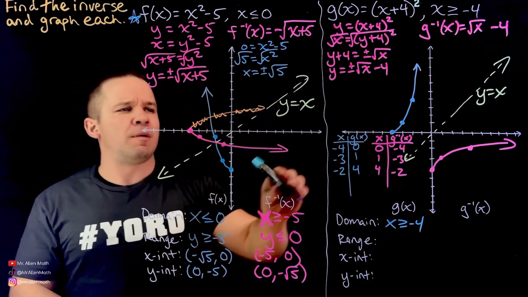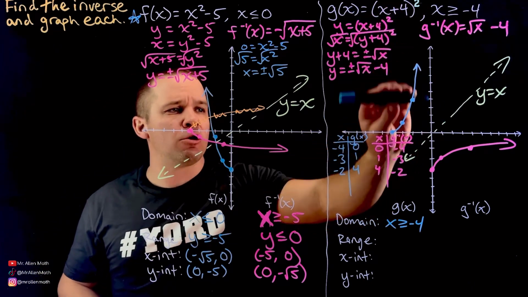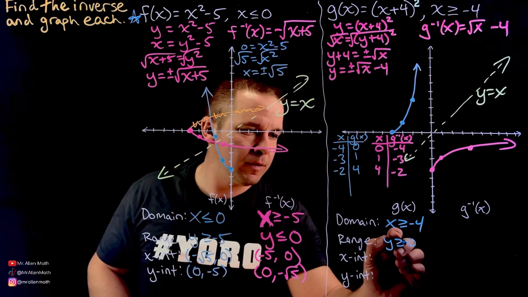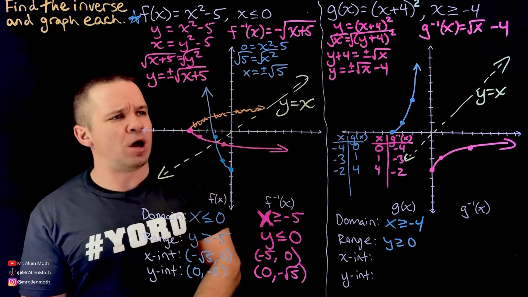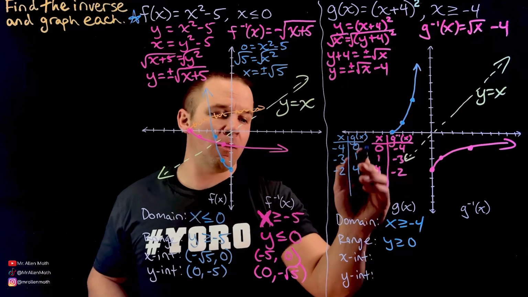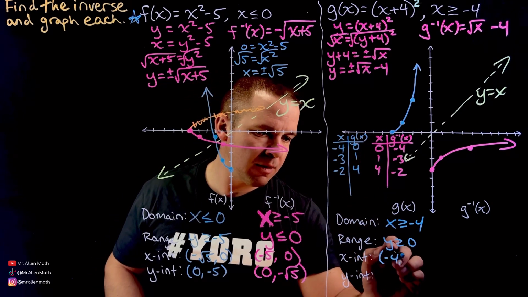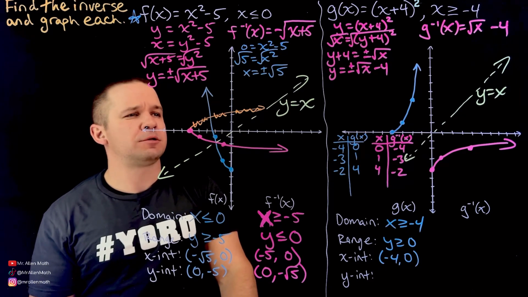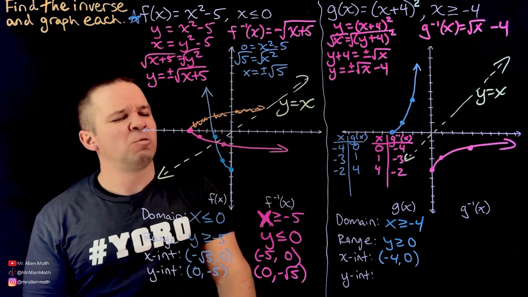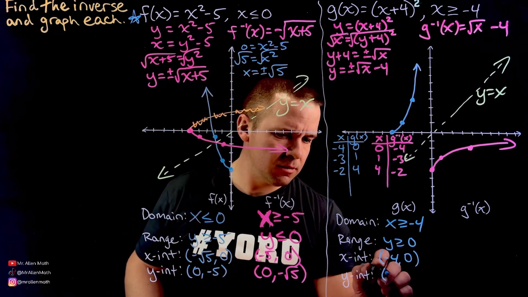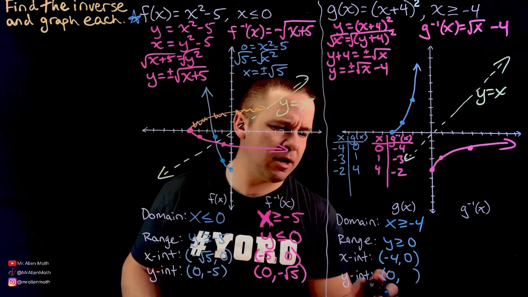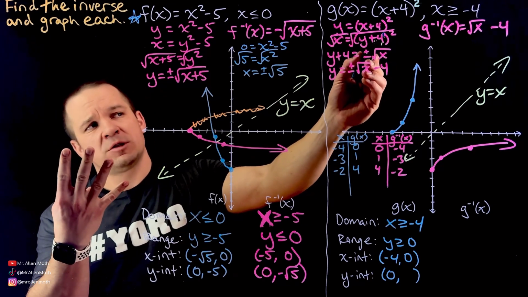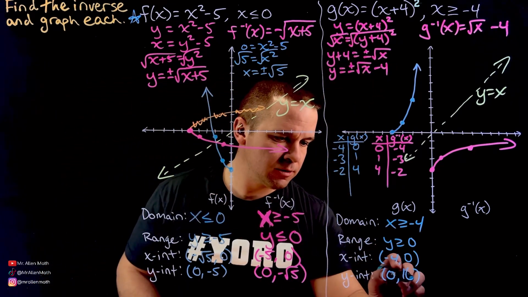What's my range? Well, my range is always above the x-axis, including 0 and above. So y is greater than or equal to 0. How about my x-intercept? Well, it's at -4, comma, 0. What about my y-intercept? How do I get that? Well, if I plug in 0 for x, that'll always give me my y-intercept, right? If I plug in 0 here, 0 plus 4 is 4, squared is 16. So we get 16.